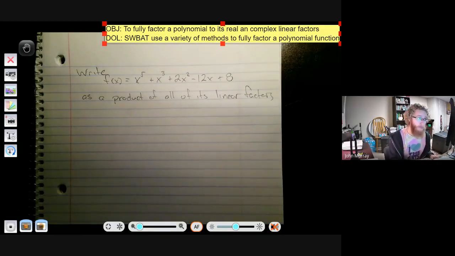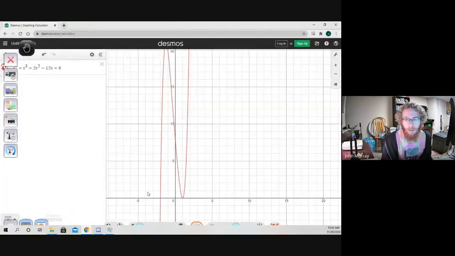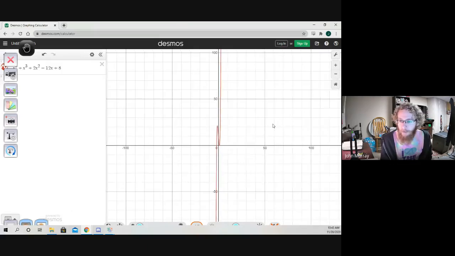Graphing it? Well, yeah, that's a good start. We can graph it. So let me punch it in. All right, so if we graph it, okay, we get this really skinny kind of graph.